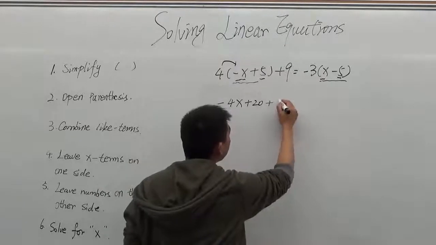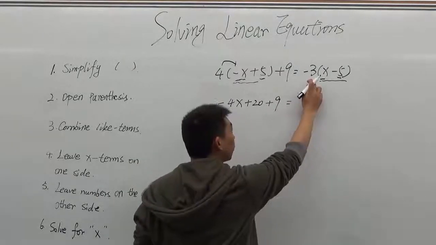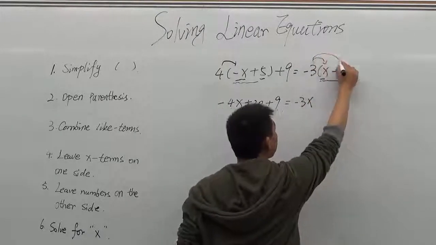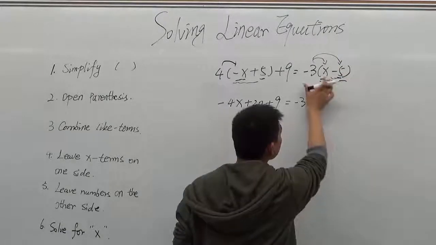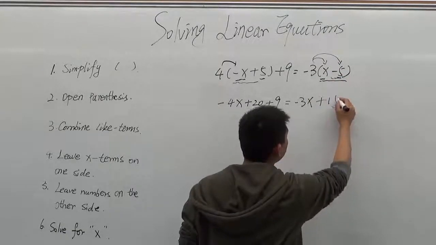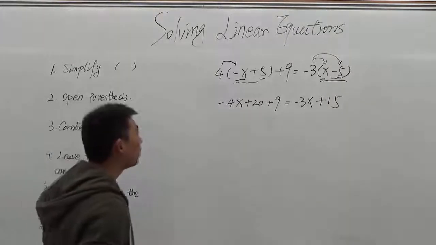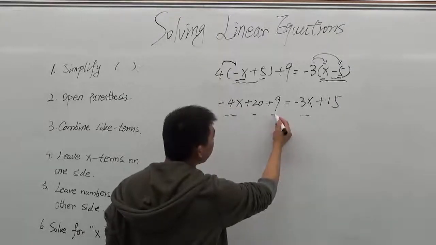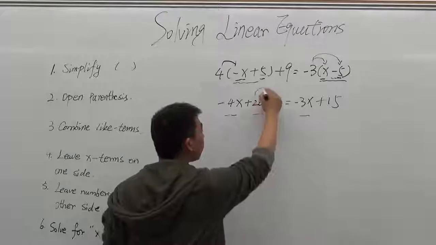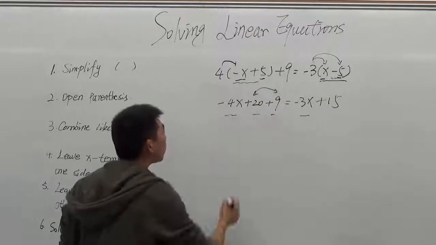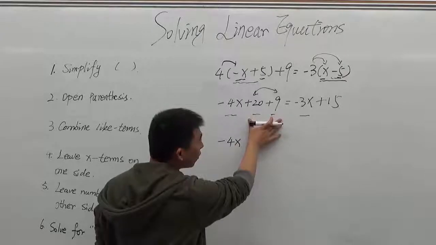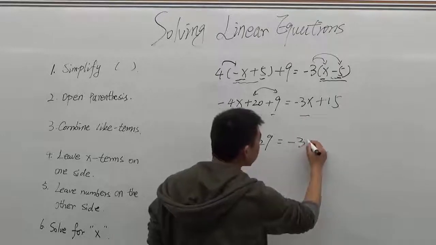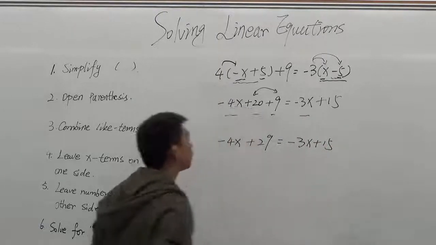Then plus 9 equals negative 3 times x. Then negative 3 times negative 5. Don't forget the negative sign: negative times negative is positive. That would be positive 15. And this side has a term x, and this side has a term x. On the left side there are two numbers, we can combine them. So next step is negative 4x, combine the numbers: 20 plus 9 gives us 29 equals negative 3x plus 15.